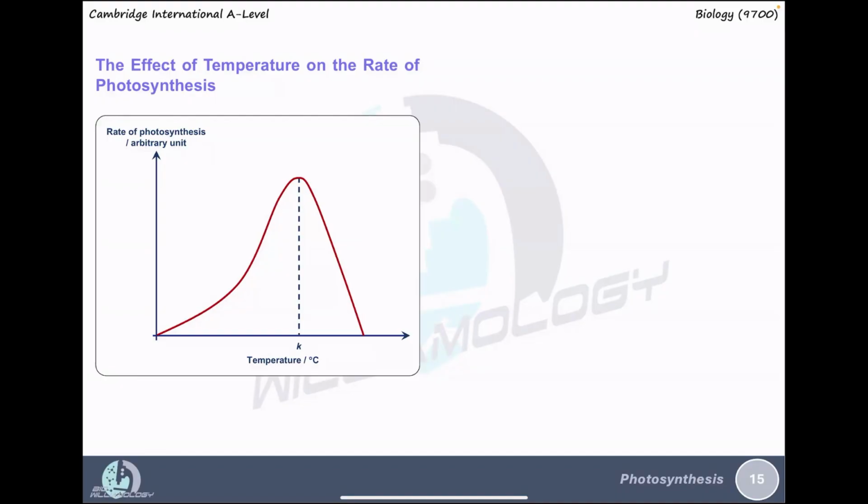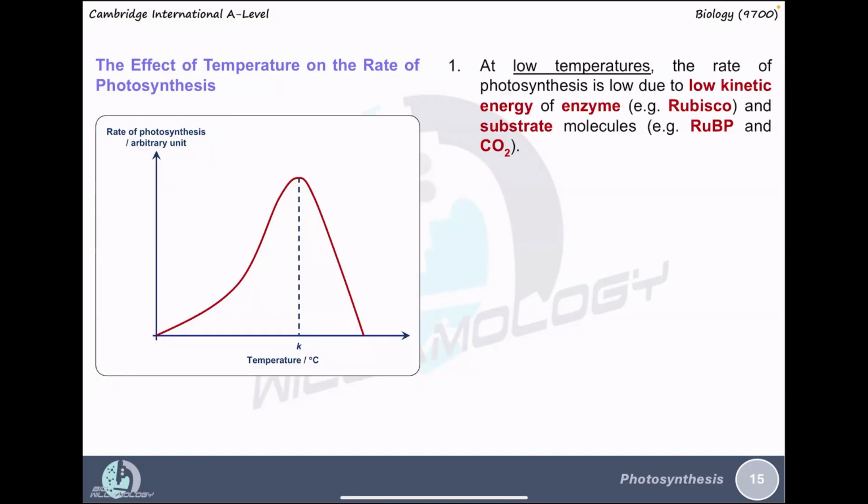And when we observe this graph, we will realize that it is very similar to the effect of temperature on the rate of enzymatic reaction. And how do we explain this? We can always explain this by using the idea of an enzyme. So at low temperature, the rate of photosynthesis is low because of the low kinetic energy of the enzyme, such as rubisco, and also the substrate molecules, in this case, RuBP and CO2.